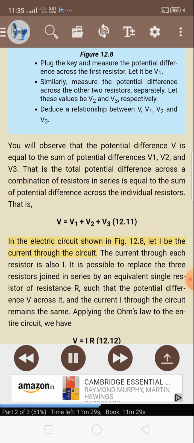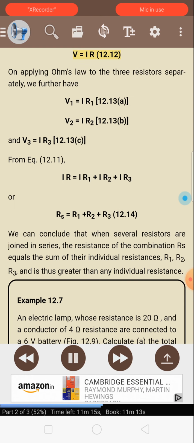It is possible to replace the three resistors joined in series by an equivalent single resistor of resistance R, such that the potential difference V across it and the current I through the circuit remains the same. Applying Ohm's law to the entire circuit, we have V equals IR (12.12). On applying Ohm's law to the three resistors separately, we further have V1 equals IR1 (12.13a), V2 equals IR2 (12.13b), and V3 equals IR3 (12.13c).